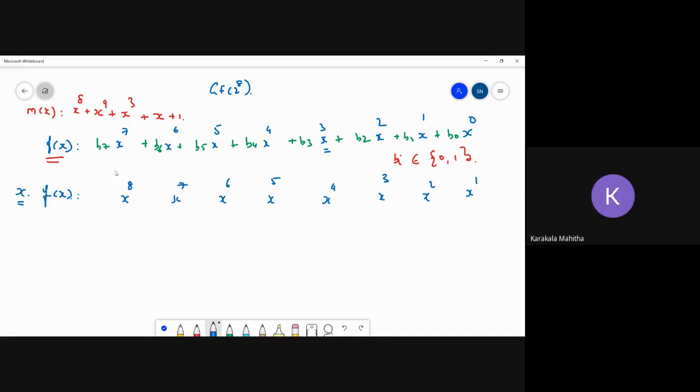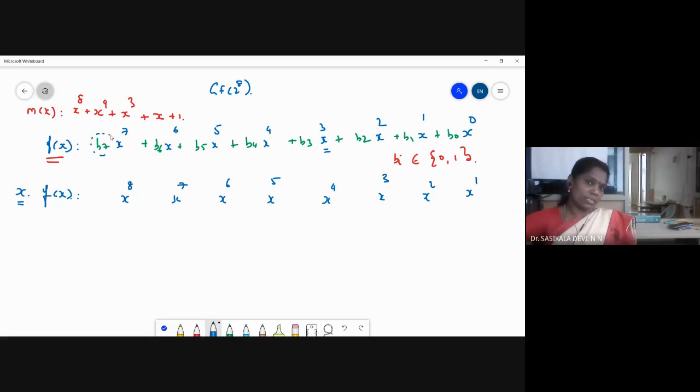Then this coefficient b7 is actually the coefficient of x power 7. Now it becomes the coefficient of x power 8, because we did x power 7 times x. So this coefficient becomes b7, then b6, then b5, b4, b3, b2, b1, and the last coefficient will be b0. Now we have the resultant polynomial like this.